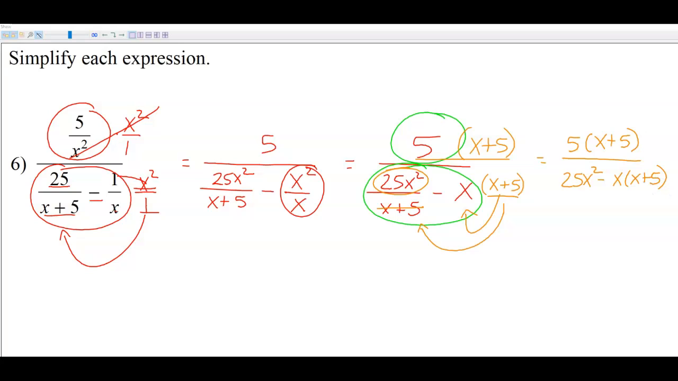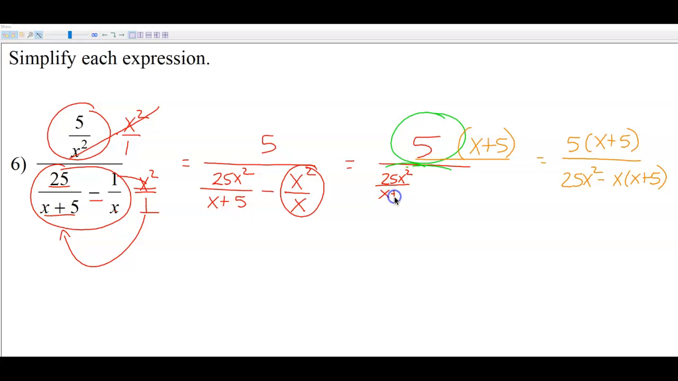Now, if it helps, I could kind of show you the step a little bit more clearly, because I am doing quite a few things there. So we originally had 25x squared over x plus 5, right? And I distributed into the parentheses x plus 5 over 1. And then we had x, and I distributed into there also the x plus 5. So I put the x plus 5 into both pieces, and here they canceled, and so that's how we're left with what we have over here.